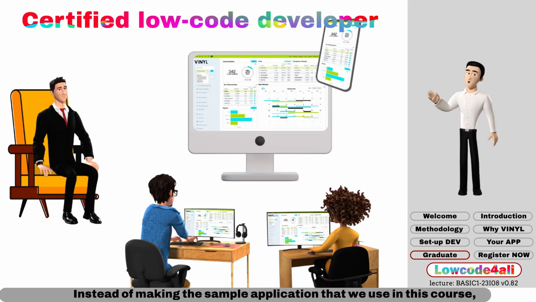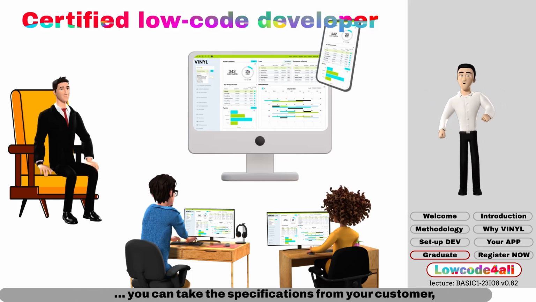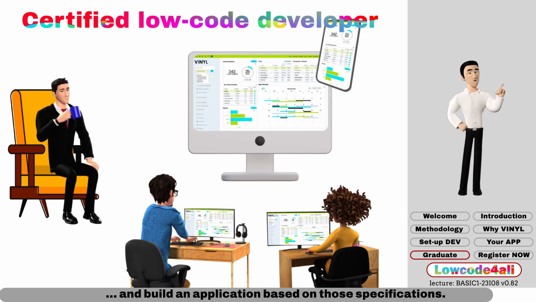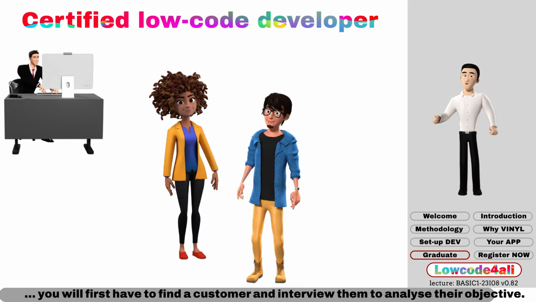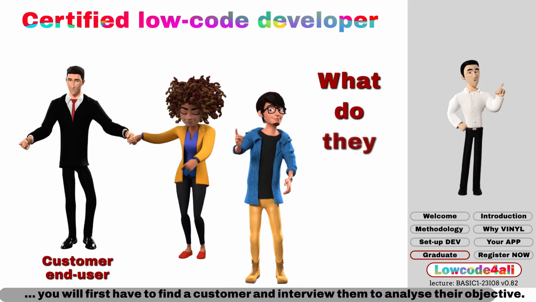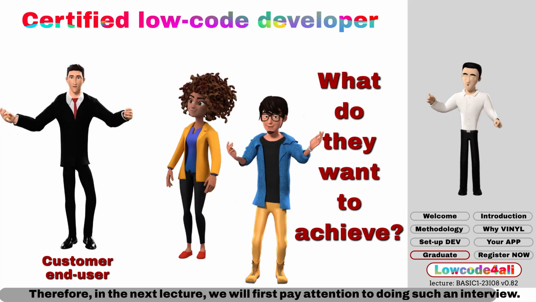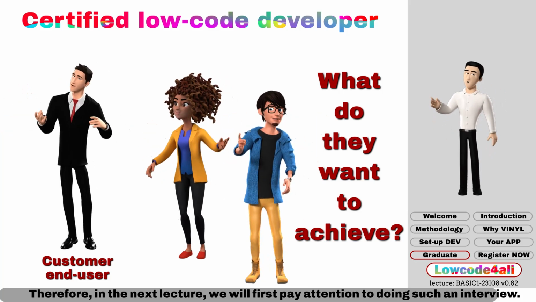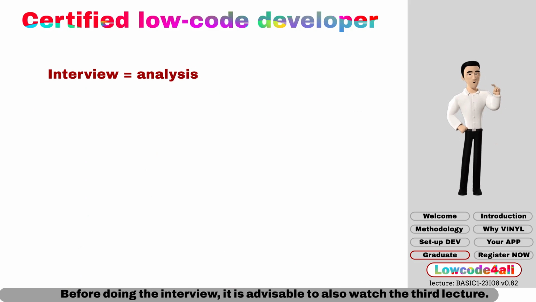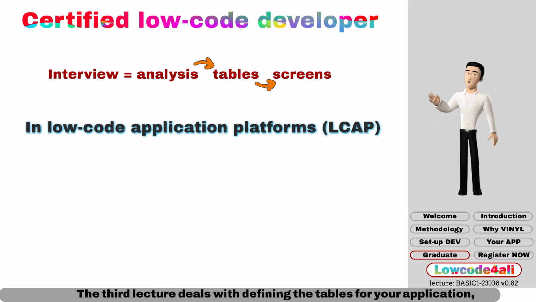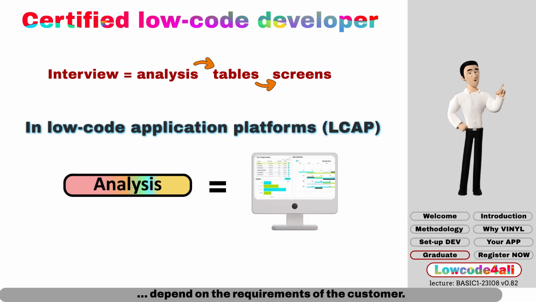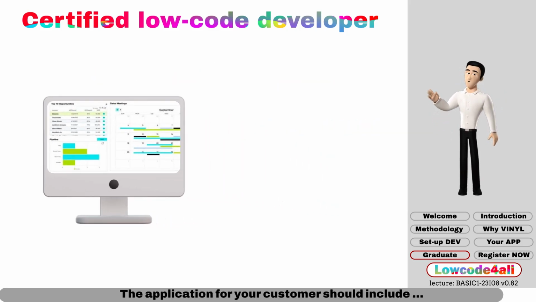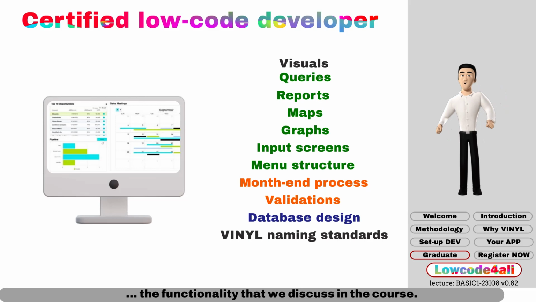Instead of making the sample application that we use in this course, you can take the specifications from your customer and build an application based on those specifications. In order to do that, you will first have to find a customer and interview them to analyze their objective. Therefore, in the next lecture, we will first pay attention to doing such an interview. Before doing the interview, it is advisable to also watch the third lecture. The third lecture deals with defining the tables for your application, and the content and structure of those tables depend on the requirements of the customer. The application for your customer should include the functionality that we discuss in the course.